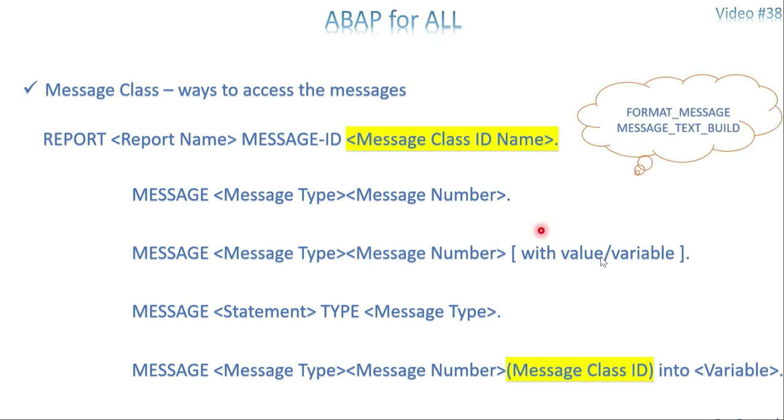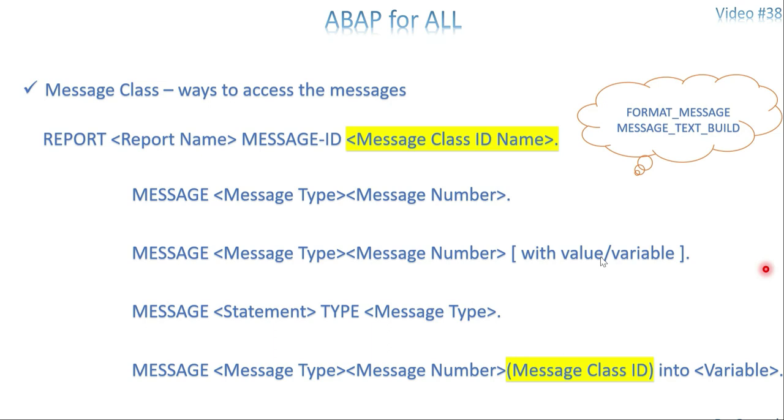Apart from this, you have many function modules also available to retrieve the message. One is FORMAT_MESSAGE, a function module. Another one is MESSAGE_TEXT_BUILD, also a function module. These two function modules play a role in accessing the data from a message class. Another one is T100, but normally we won't use T100. Directly, you can access the message from T100 using SELECT.